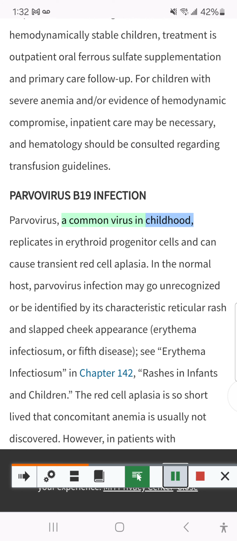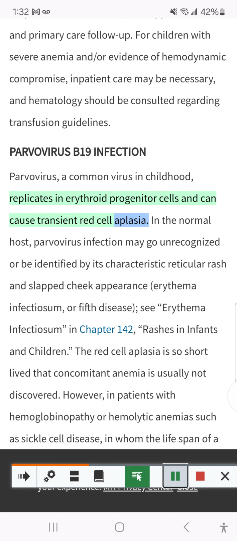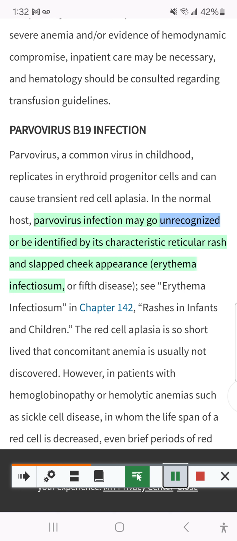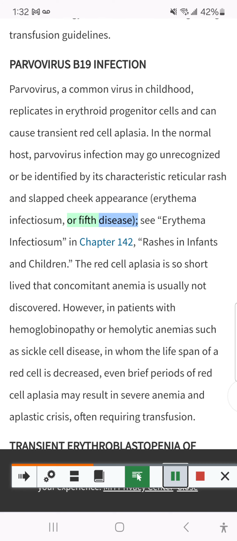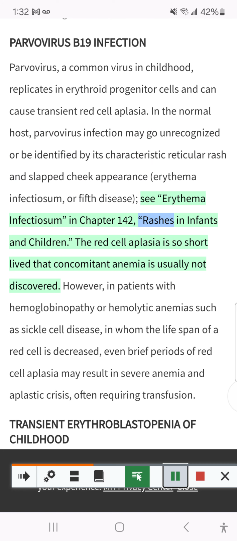Parvovirus B19 infection. Parvovirus, a common virus in childhood, replicates in erythroid progenitor cells and can cause transient red cell aplasia. In the normal host, parvovirus infection may go unrecognized or be identified by its characteristic reticular rash and slapped cheek appearance, erythema infectiosum, or fifth disease. See erythema infectiosum in Chapter 142, rashes in infants and children.